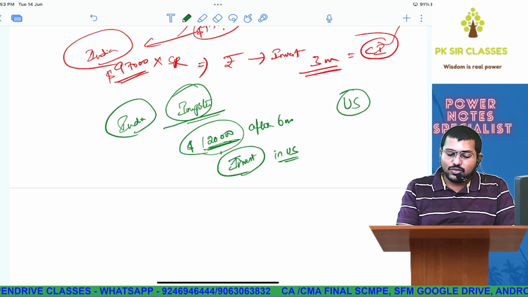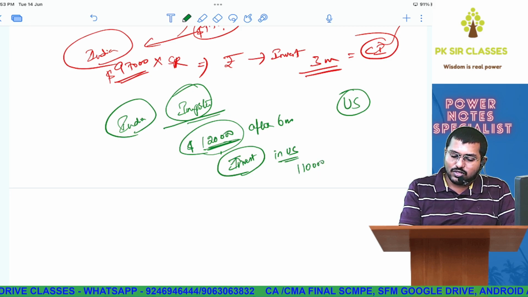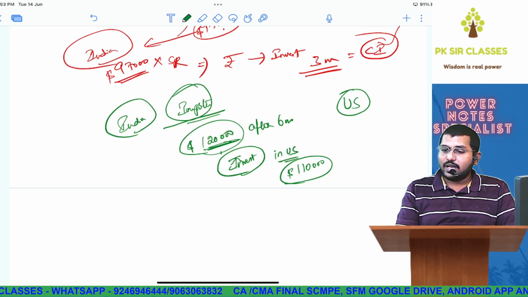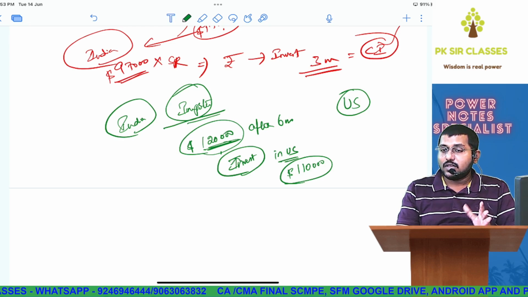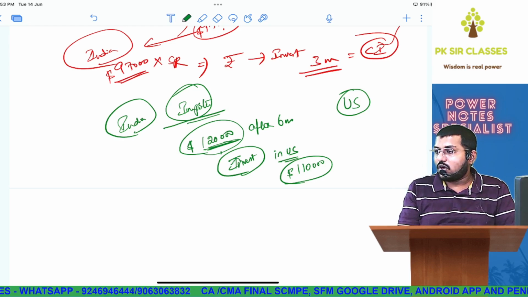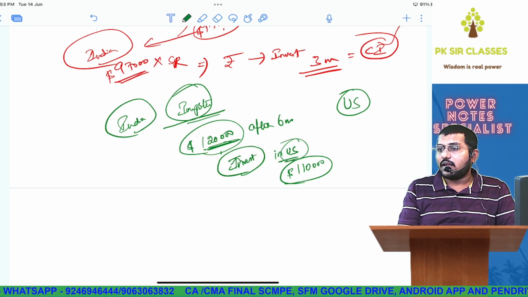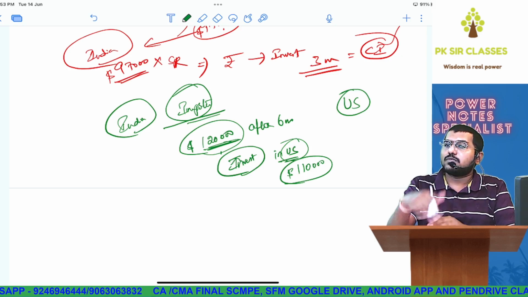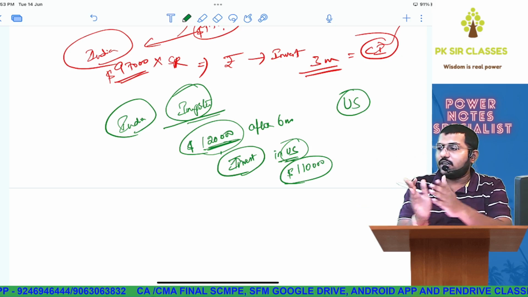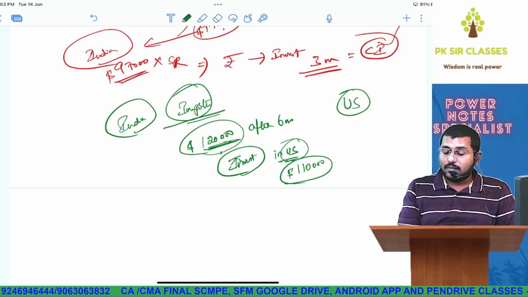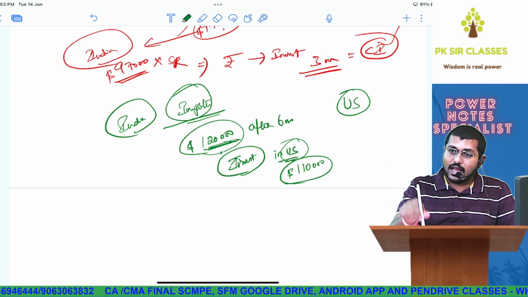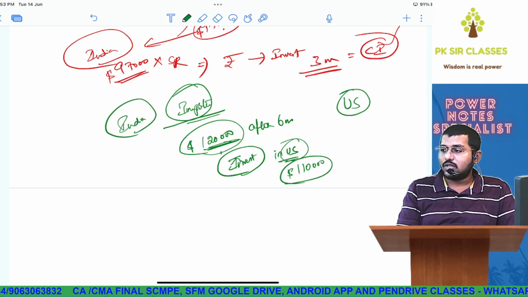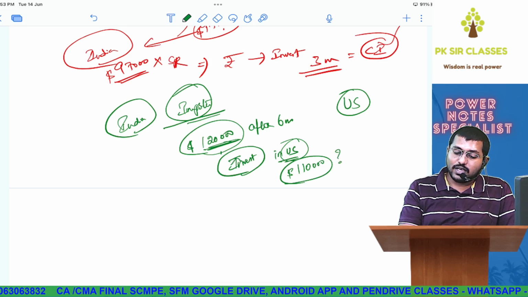So let's say once you discount, you get $110,000 after discounting, which means today, if you deposit $110,000 in a US bank, it will become $120,000 after 6 months. Exactly after 6 months, you have to pay $120,000. Set it off, gone. Are you able to understand? But the biggest question is, today I have to deposit $110,000, correct? Which is nothing but the discounted value of $120,000. Now the question is, where do I get this much money?